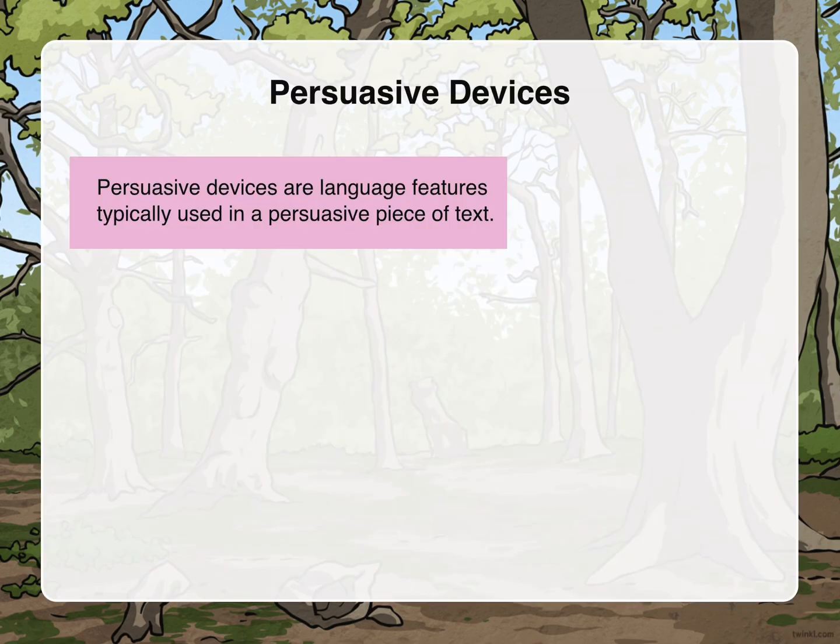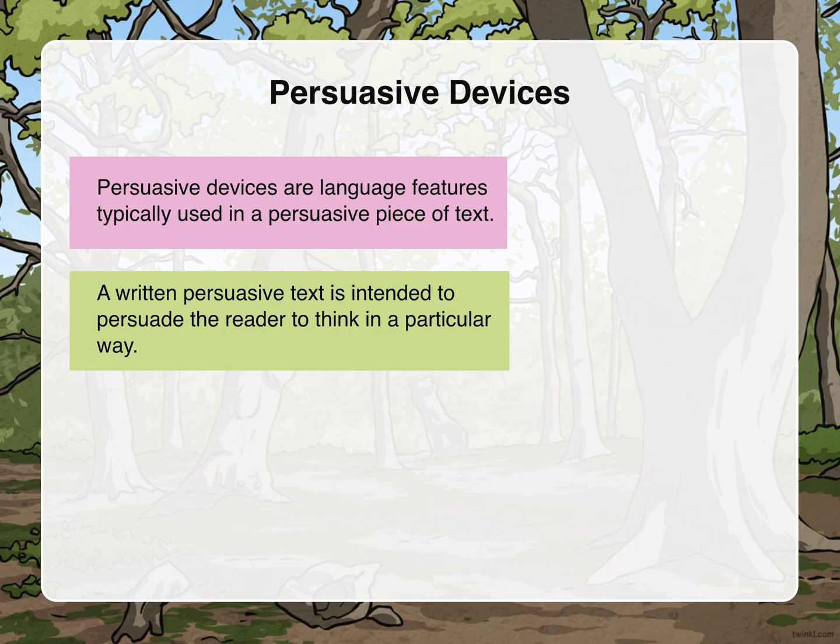Persuasive devices are language features used in a persuasive piece of text. I felt it was important to look at this first, so we are going to learn about how to use the language, word choice, and then after that, once we feel confident with that, we're going to look at the structure of the text. So how to organise all of what we've learned into a logical order.